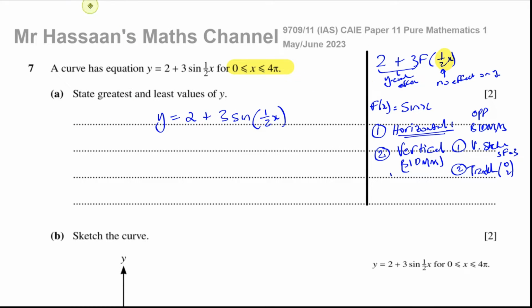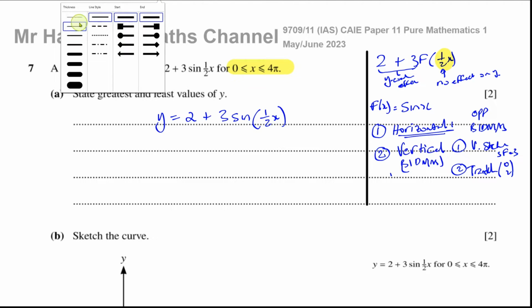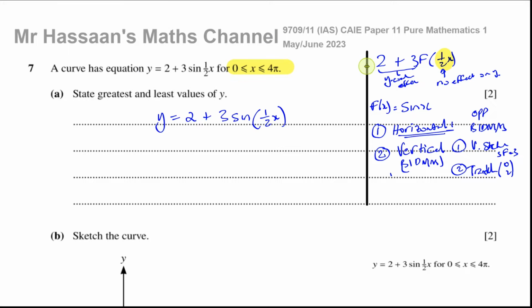Okay, now make this a bit thinner. What am I doing?